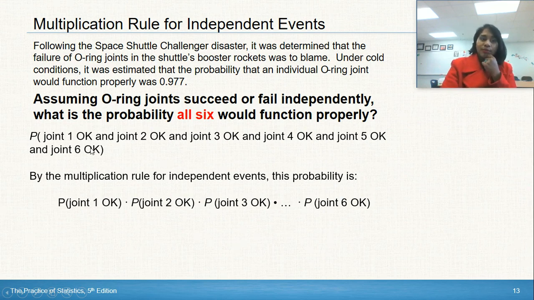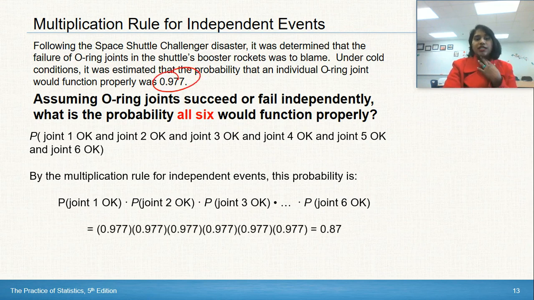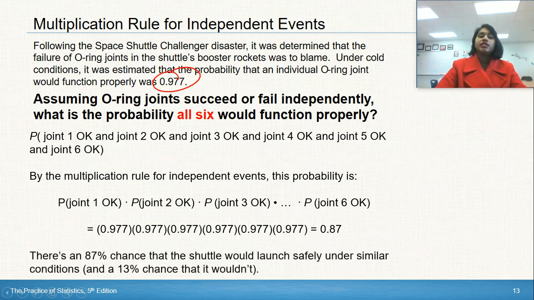Well, what is the probability of each event? It was 0.977. We were given that information. Isn't that nice and easy? So it literally becomes 0.977 raised to the 6th power. And here you have it, it becomes 0.87, or 87%. So there's an 87% chance that the shuttle would launch safely under similar conditions. So a 13% chance that it wouldn't.